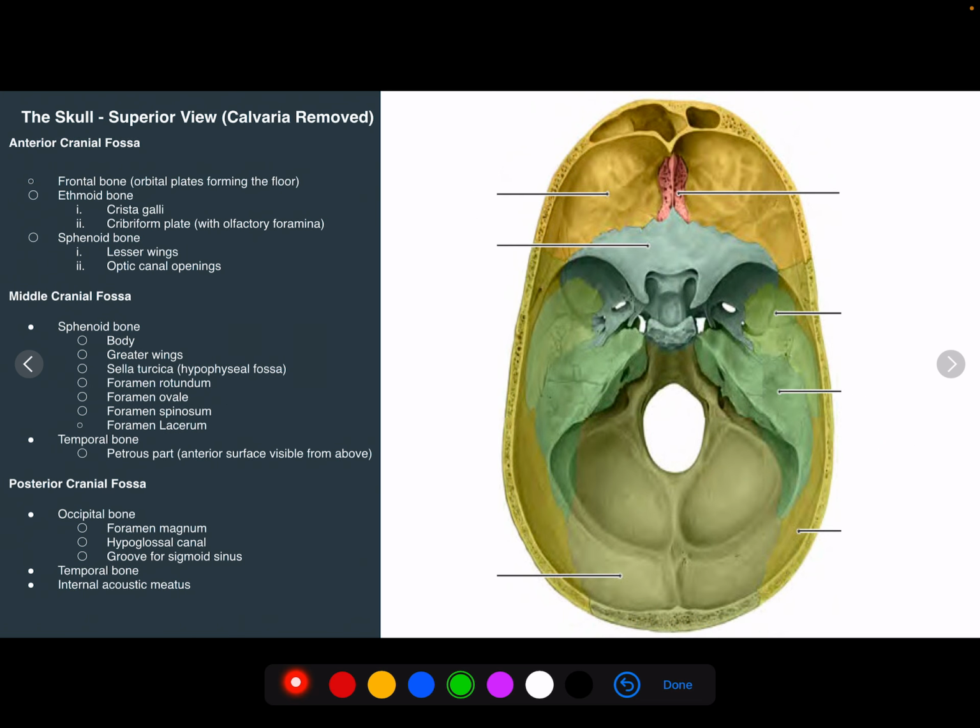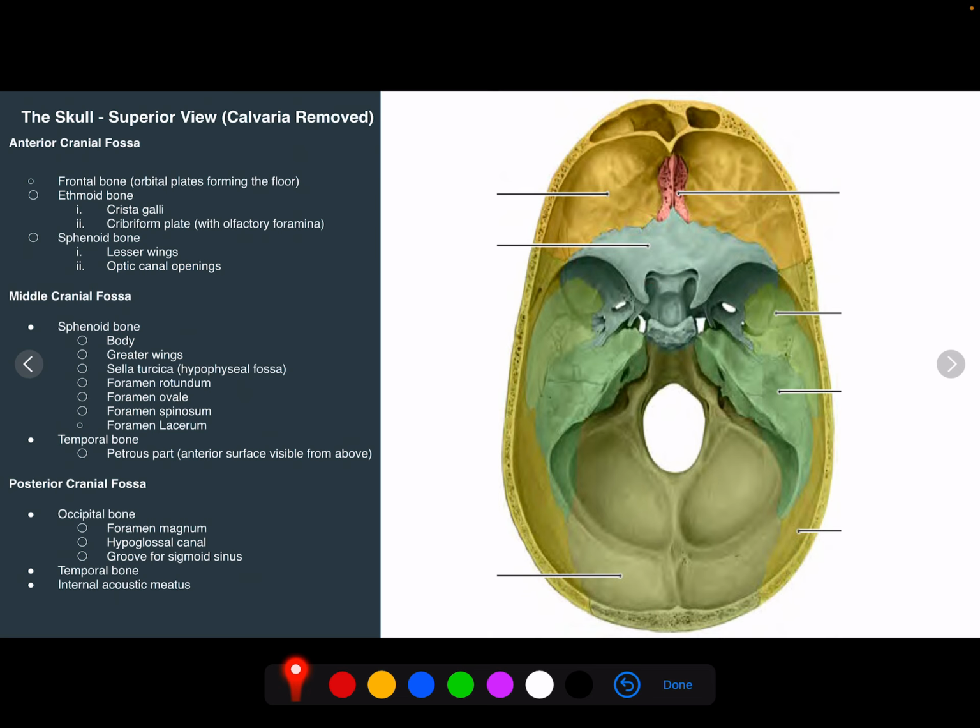So, if we keep looking at it from the superior point of view, we can identify a number of bones here. Now, starting with the anterior cranial fossa, we talked about how we have the frontal bone here, occupying most of the anterior cranial fossa. We have our ethmoid bone with our cribriform plate off laterally, and our crista galli pointing up superiorly. Okay? We have the lesser wing of our sphenoid bone.